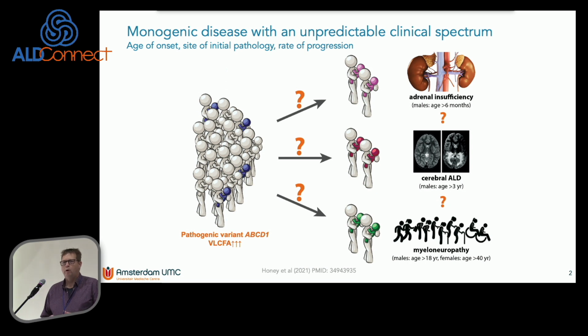Patients with ALD are born with a variant or a genetic deficiency in the ABCD1 gene that results in elevated very long chain fatty acids. And that is a fact. What's not a fact is that we can predict the outcome of an individual. So we have the three core symptoms: adrenal insufficiency, cerebral ALD, and spinal cord deficiency.